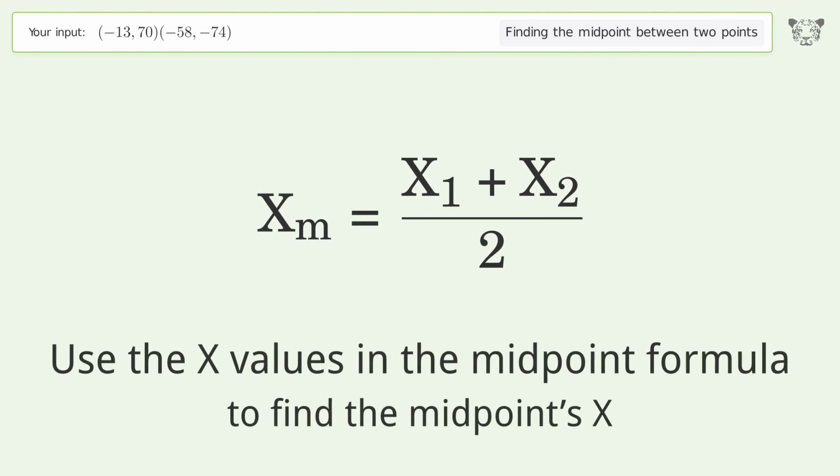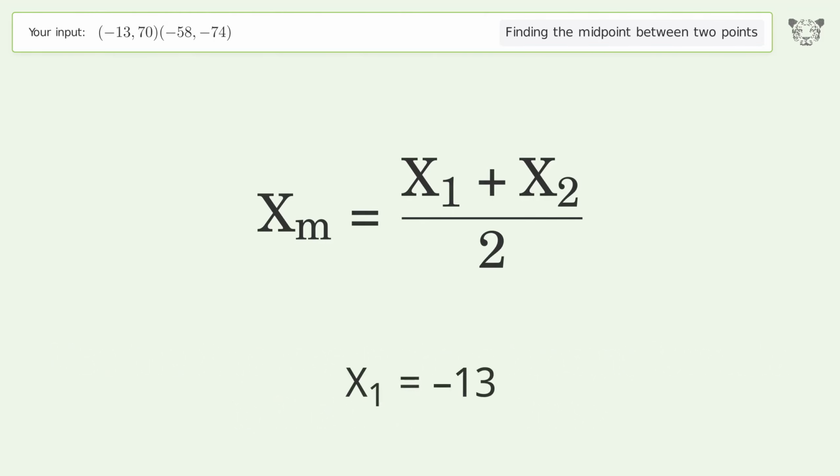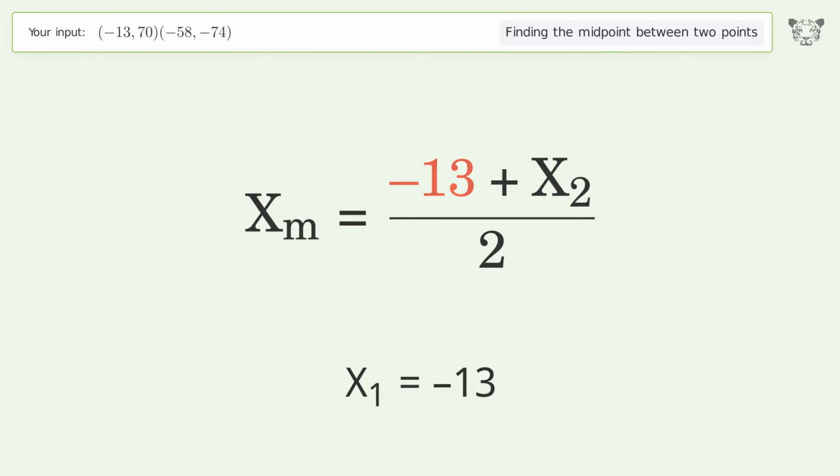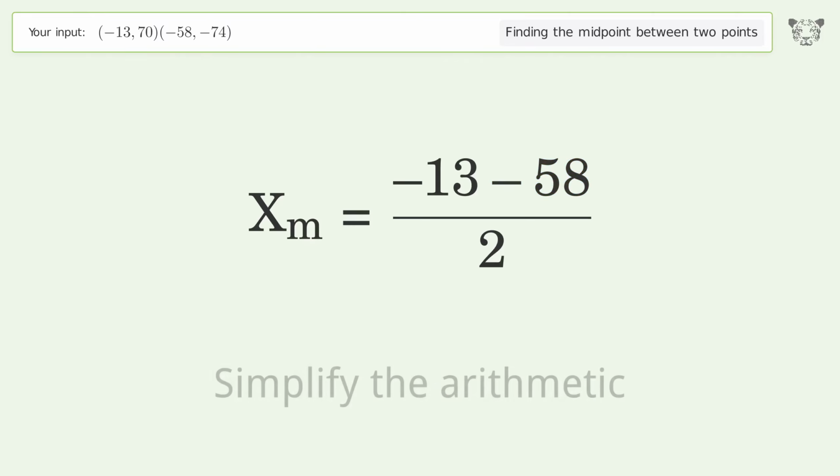Use the x values in the midpoint formula to find the midpoint's x. x1 equals -13. x2 equals -58. Simplify the arithmetic.